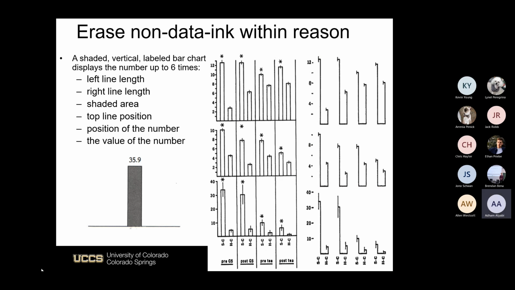Now, the other side of increasing the proportion of data ink is an erasing principle. This erasing principle is to erase non-data ink within reason. Ink that fails to show statistical information does not have much interest to the viewer of a graphic. In fact, sometimes such non-data ink clutters up the data, and it's going to cause problems for us.